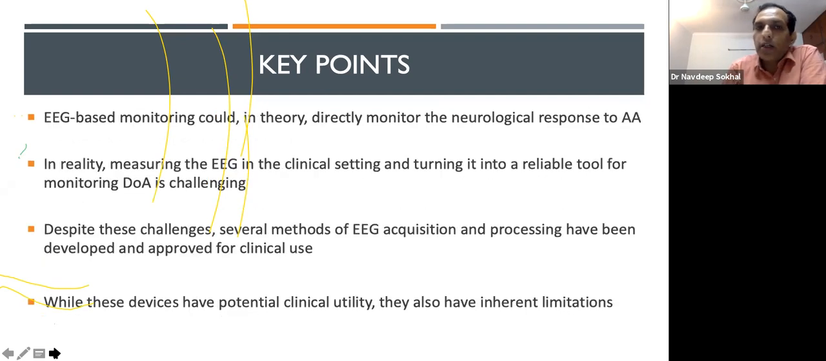EEG-based monitoring could, in theory, directly monitor the neurological response to anesthetic agents. But in reality, monitoring EEG in a clinical setting and turning it into a reliable tool for monitoring depth of anesthesia is challenging. That's why there are limitations to our depth of anesthesia monitors. Despite these challenges, several methods of EEG acquisition and processing have been developed and approved for clinical use, and as we see, there are multiple monitors available in the market. While these devices have clinical utility, they have inherent limitations at present.